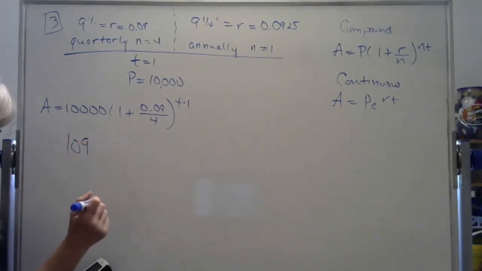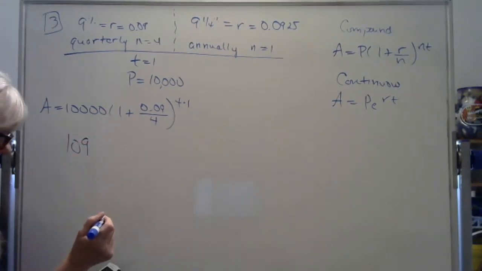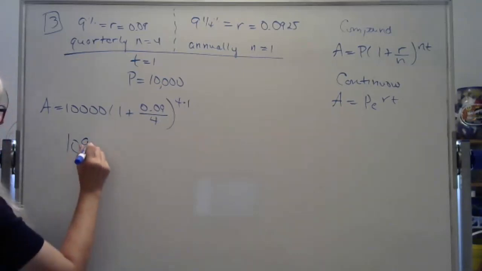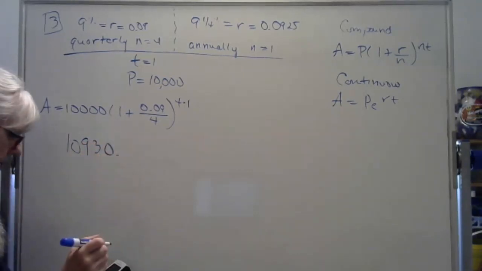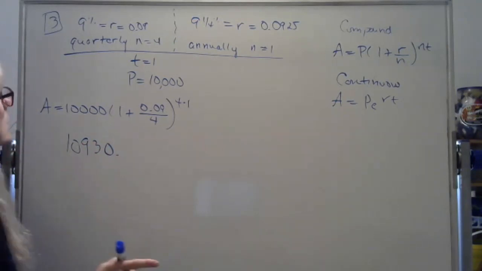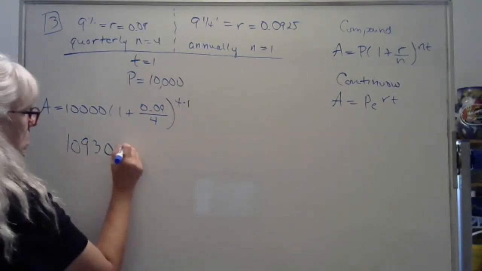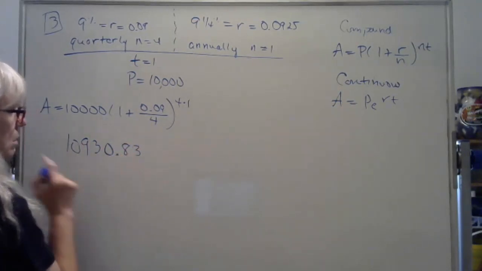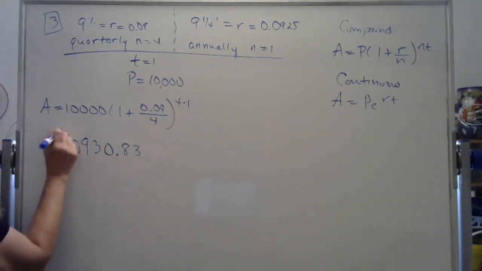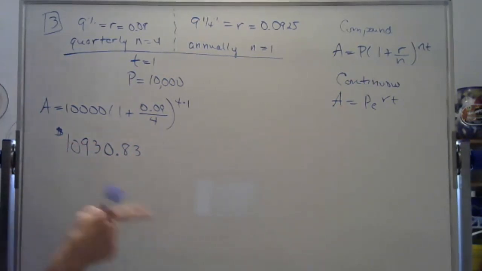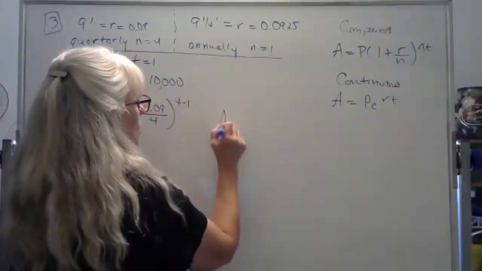10,955 and 18 cents. Wow, that is not what I got. I got 10,930 and 83 cents. Huh, somebody else? Yeah, I got the 930.83 as well. Yeah, are you doing the other one maybe, Christina, on the 9 1/4%?